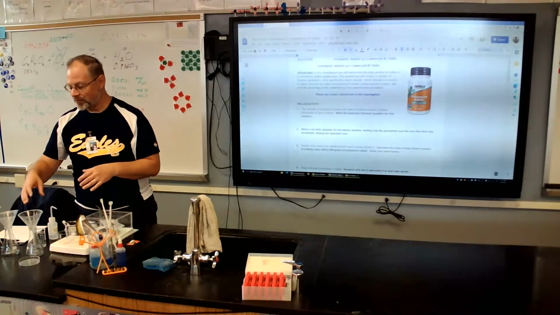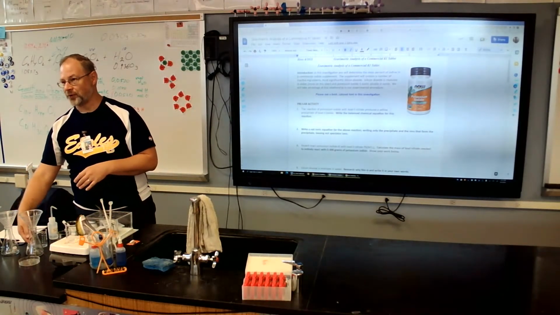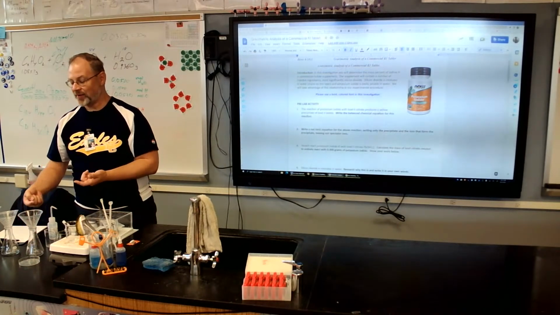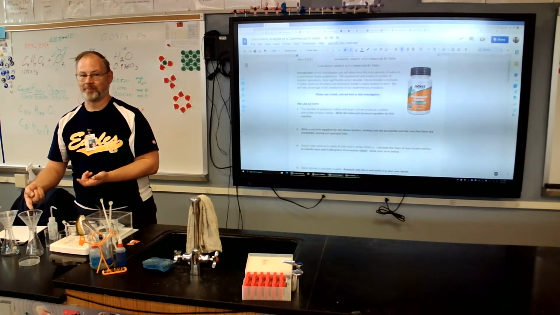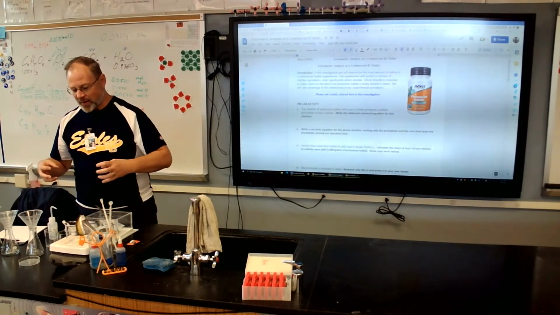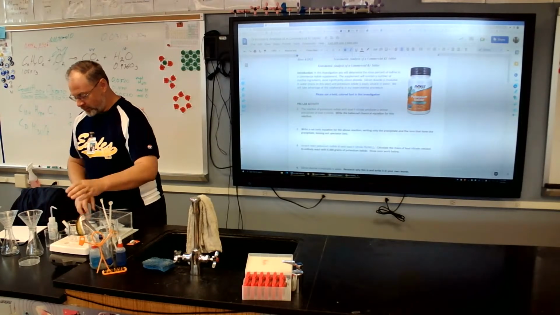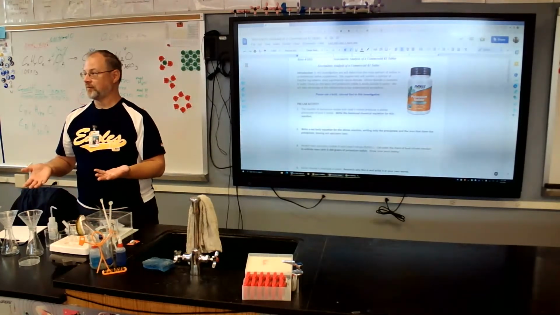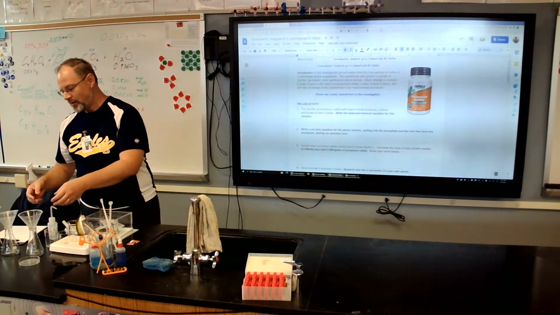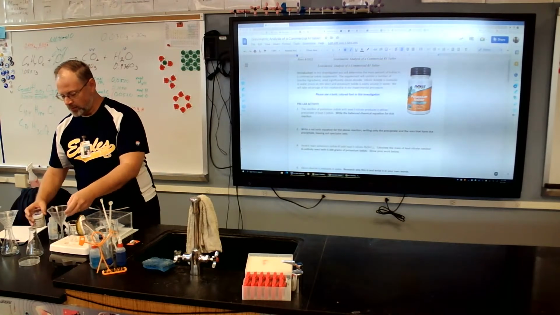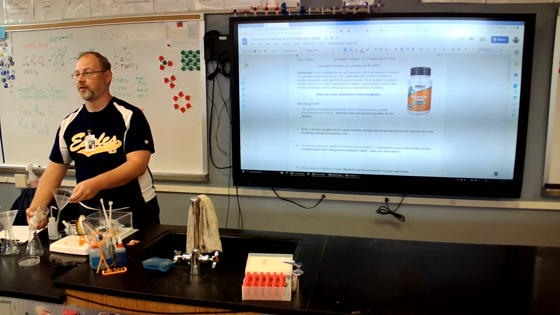So when you filter it, what goes through the filter? The potassium iodide. And what stays in the filter paper? The sand and the wood, exactly. So we can separate what we care about from what we don't care about by doing an initial filter. Make sense? Then you are going to add some lead nitrate to a beaker, dissolve it, and pour them together.